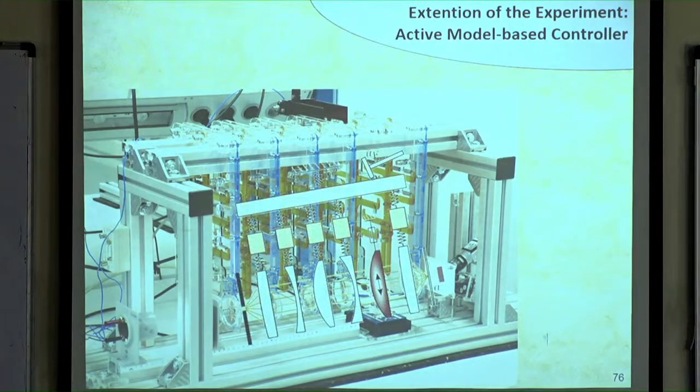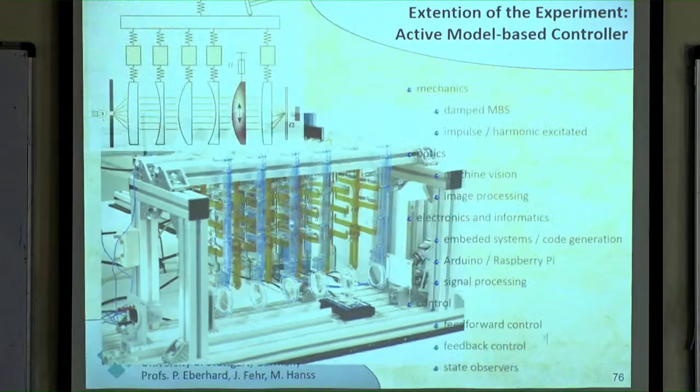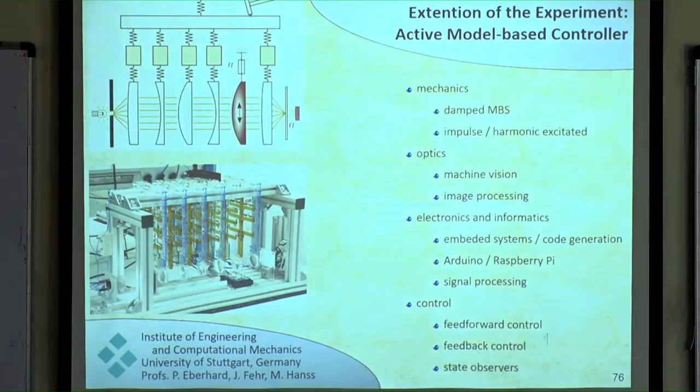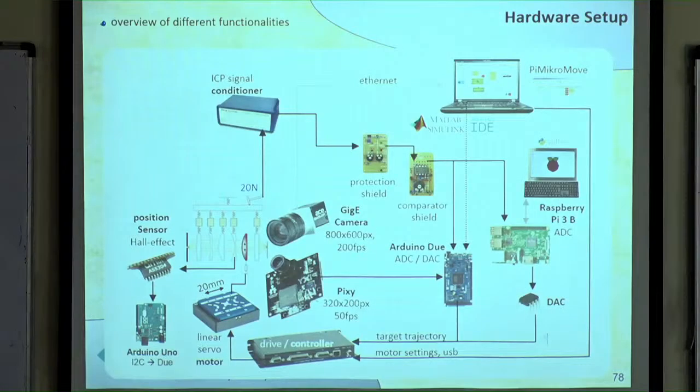Except for this one actuator, everything was exactly the same. Now we need many things. Mechanics: we have a damped multi-body system, impulse, harmonic excitation. Optics: we need machine vision, image processing. Electronics, informatics, embedded systems, code generation, Arduino, Raspberry Pis, signal processing, control. All this is required.